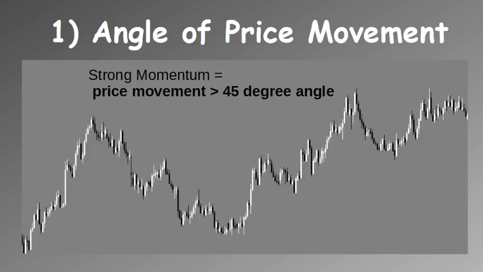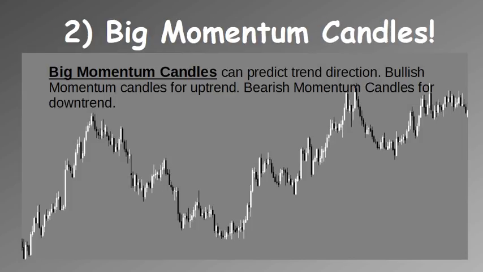So number 2, let me just get number 2 for you. Big momentum candles. Now let's teach you something about candlesticks. Another way to see momentum, especially near the beginning of a momentum move, is seeing big momentum candles, which can predict the trend direction. So bullish momentum candles for an uptrend and bearish momentum candles for a downtrend.